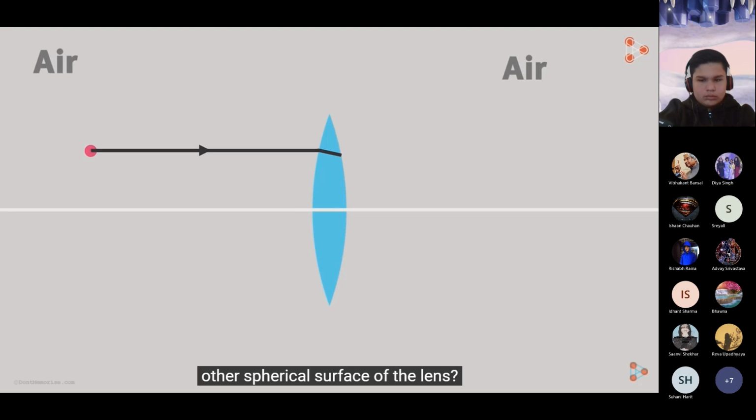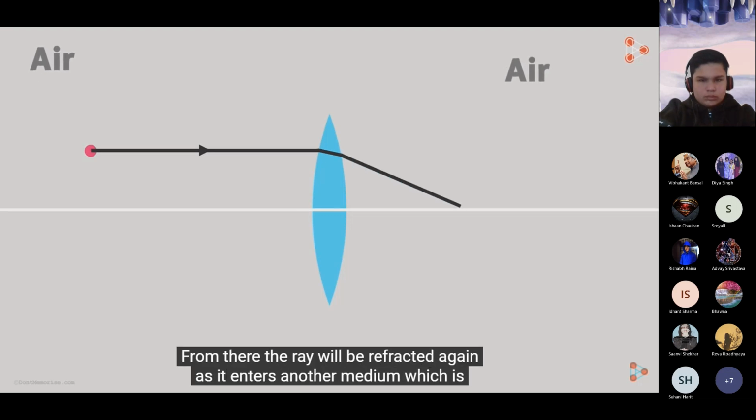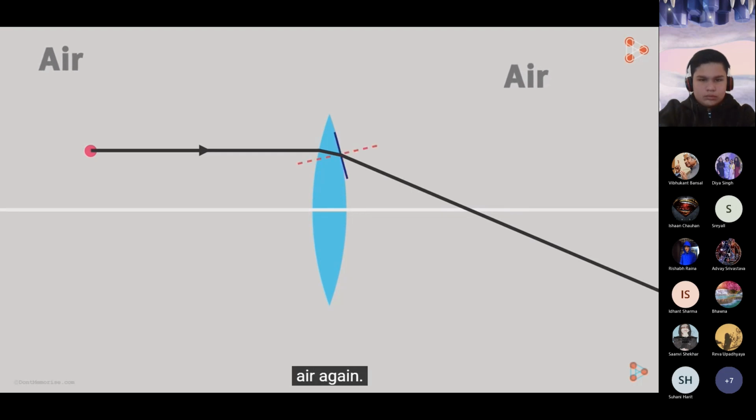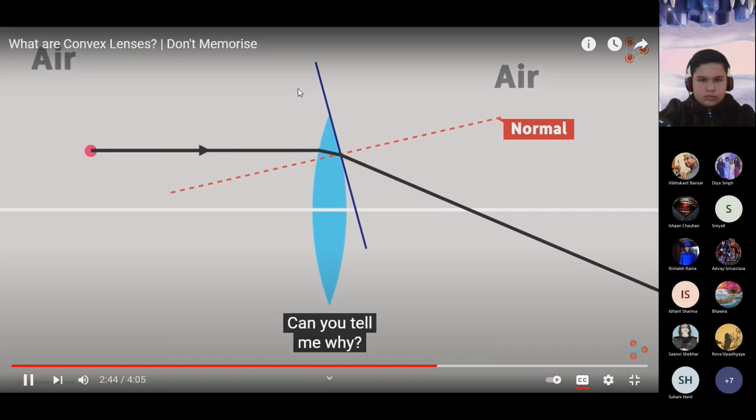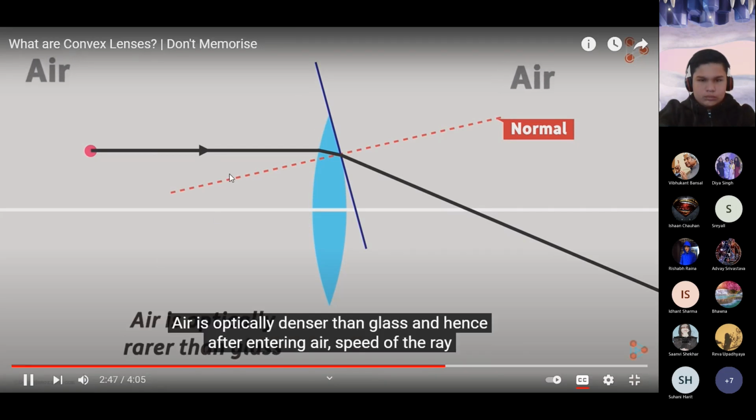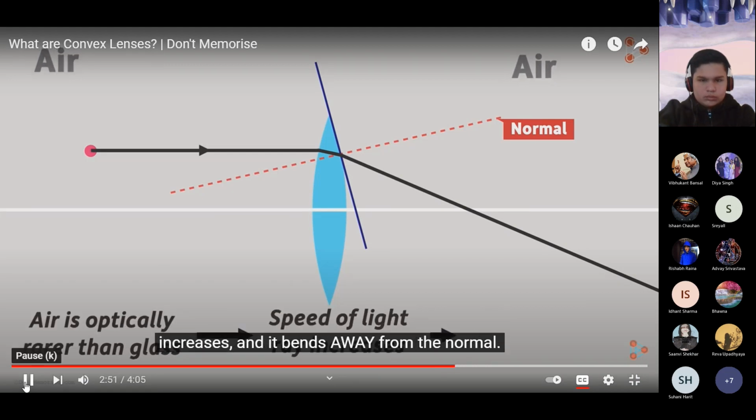All right, so now what will happen when this refracted ray has reached the other spherical surface of the lens? From there, the ray will be refracted again as it enters another medium, which is air again. You see that this time it bent away from the normal. Can you tell me why? Air is optically rarer than glass, and hence after entering air, the speed of the ray increases and it bends away from the normal.